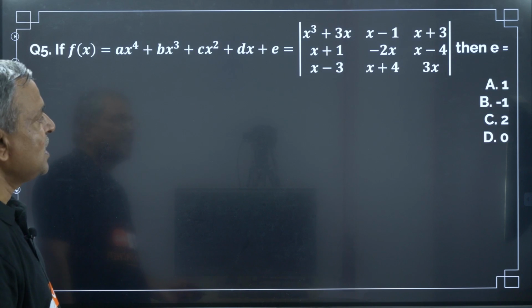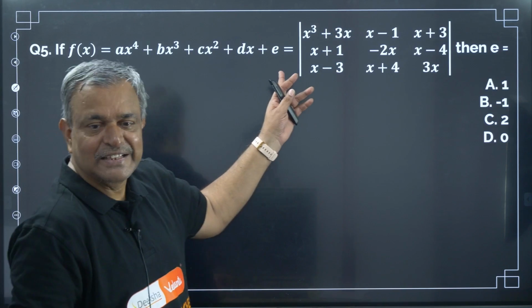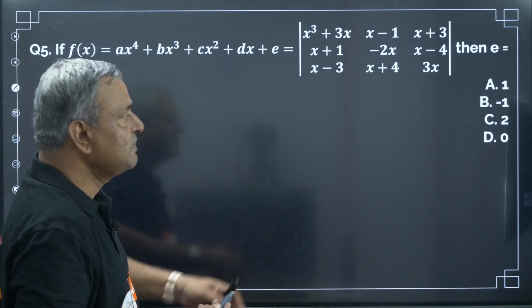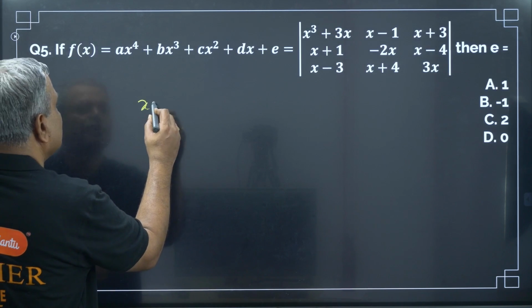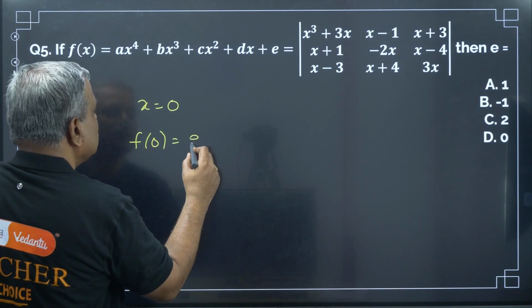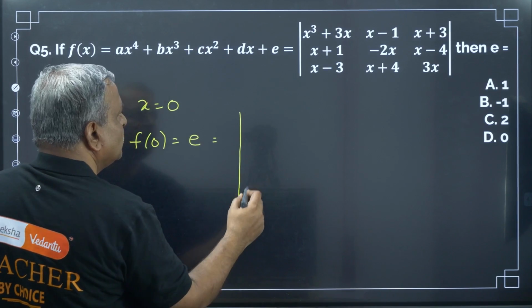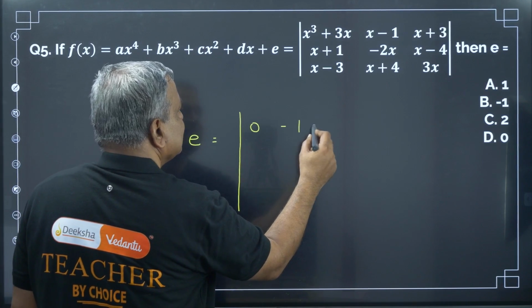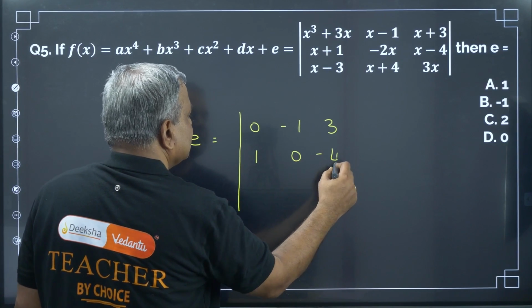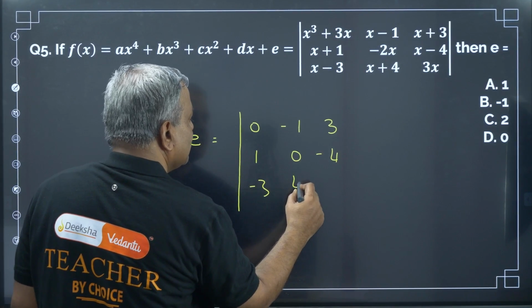Question number 5. What is it asking? E. It's a very simple concept. You want E, so when you put x equal to 0, f of 0 is equal to E. You put it 0, 0, minus 1, 3, 1, 0, minus 4, minus 3, 4 and 0.